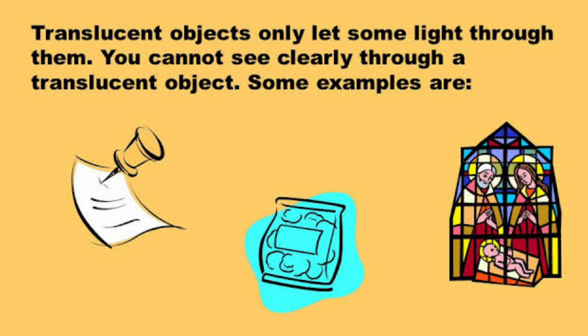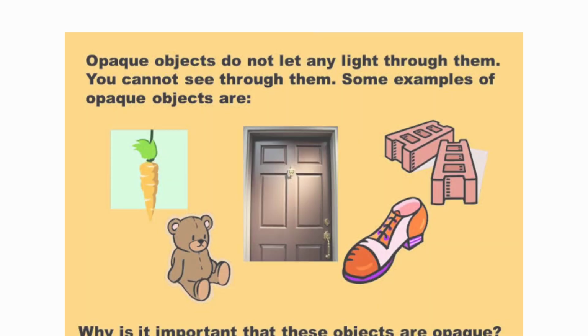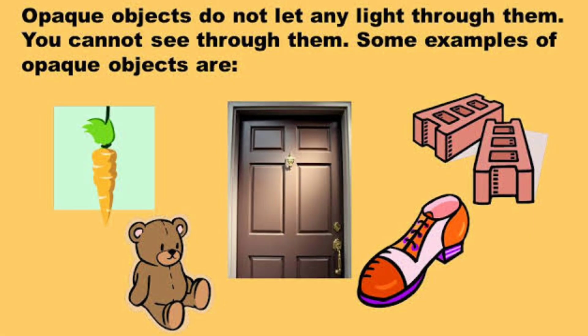Translucent objects are the objects through which light can pass partially. So you can see through it partially. Example, frosted glass, wax paper, etc. Opaque objects are the objects through which light cannot pass. So you cannot see through it. Example, wood, metal, plastics, etc.